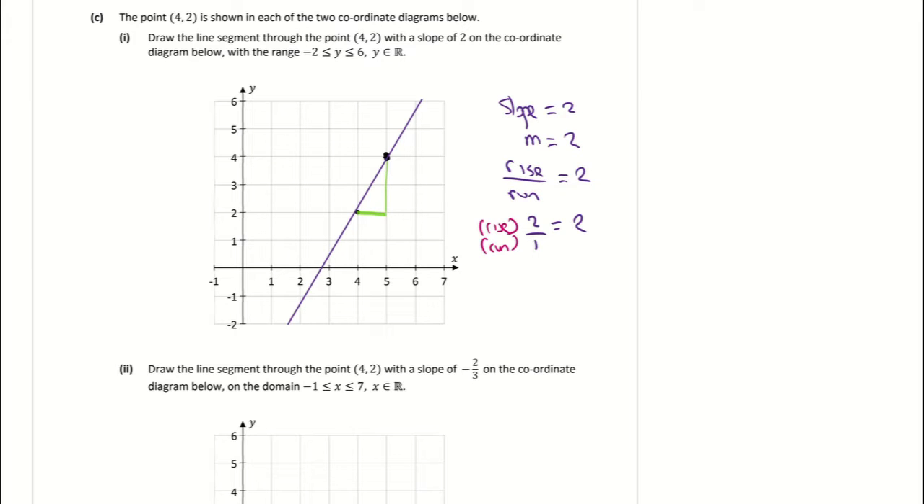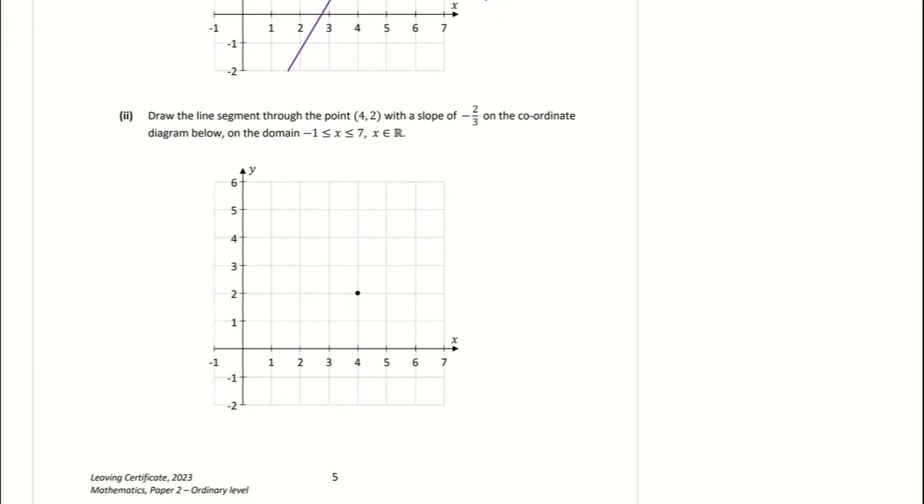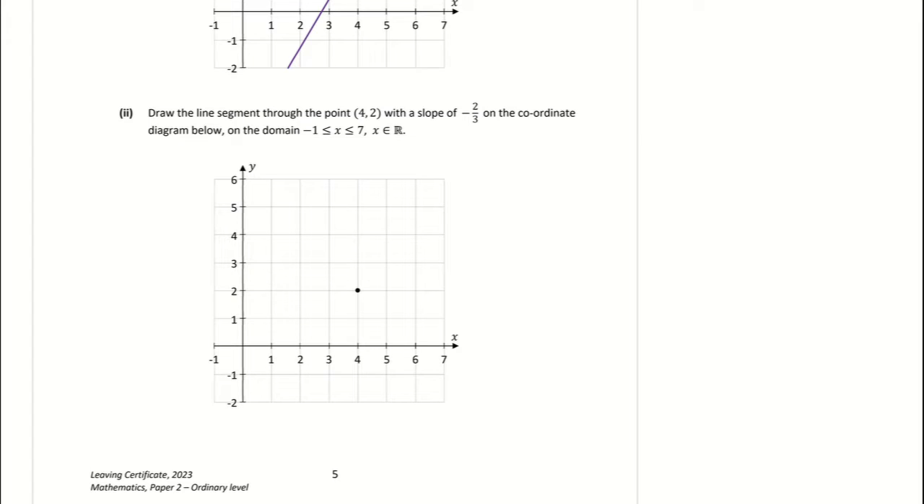Scrolling down now to part 2. It says draw the line segment through the point 4, 2 with a slope of minus 2/3. Let's tackle it the same way again here. So I have a slope of minus 2/3. So that's the same as m. We'll go with rise over run again.